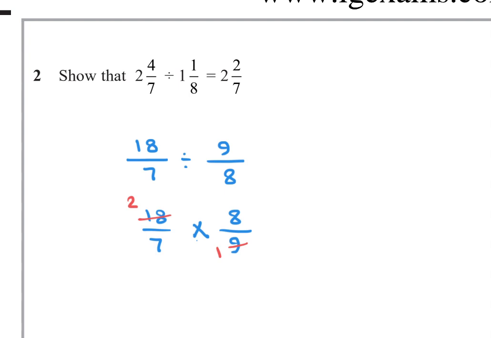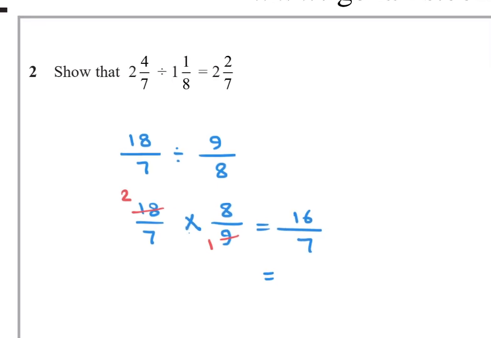We cannot simplify more. Now multiply the numerators together. 2 times 8 equals 16. And 7 times 1 equals 7. 16 over 7. 16 is not divisible by 7, but 14 divisible by 7. 14 divided by 7 equals 2, and remainder 2, so 2 and 2 over 7.